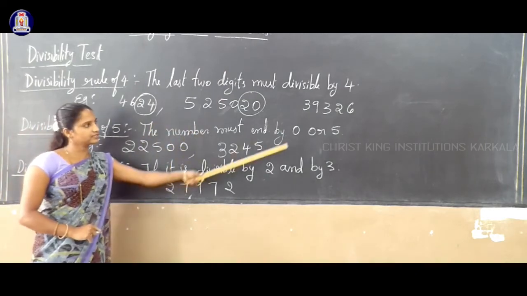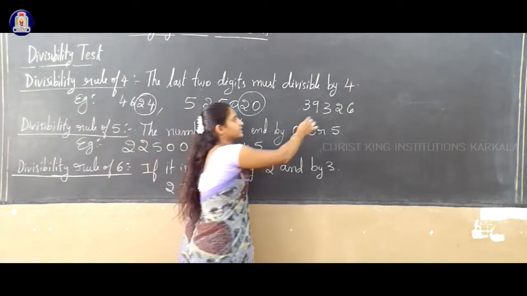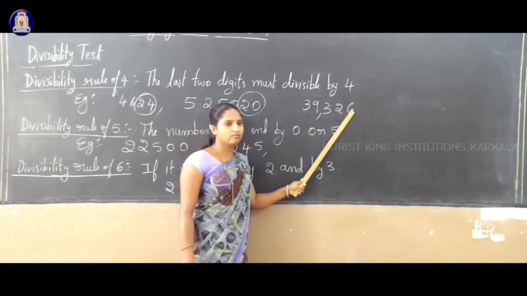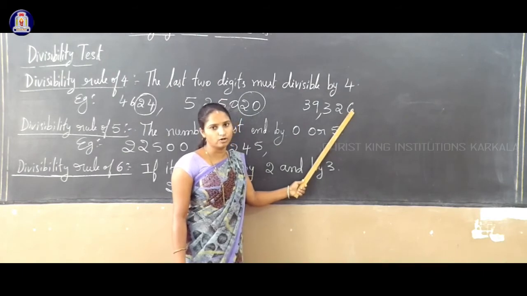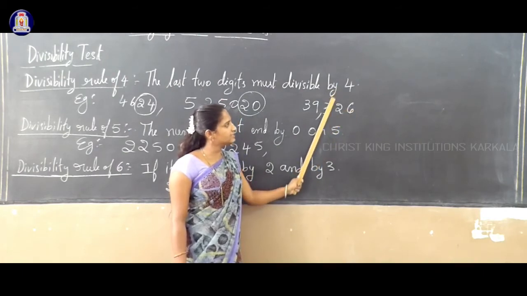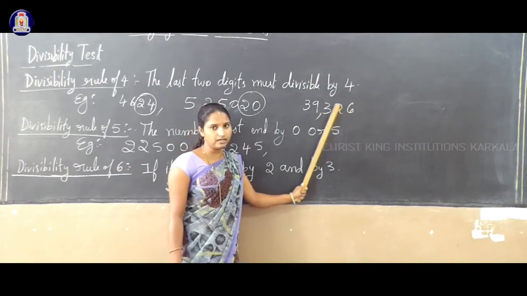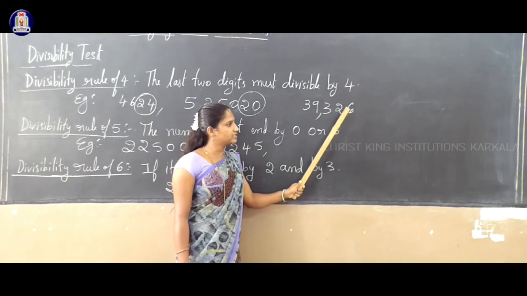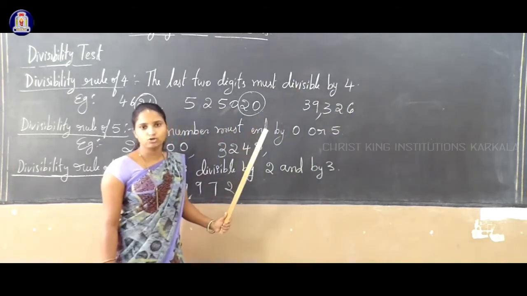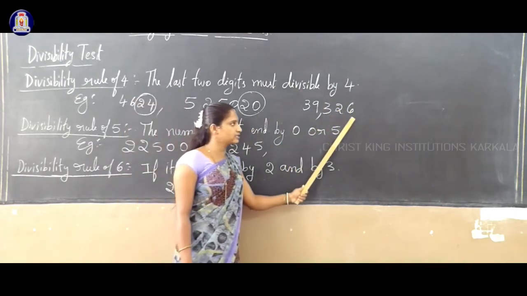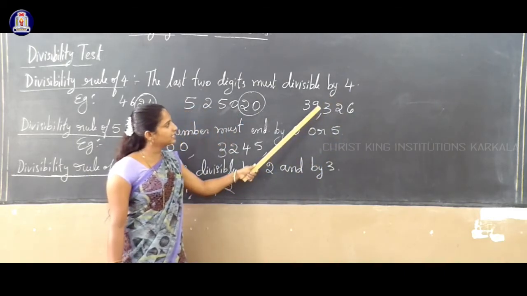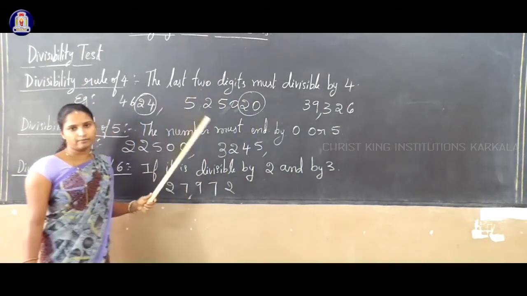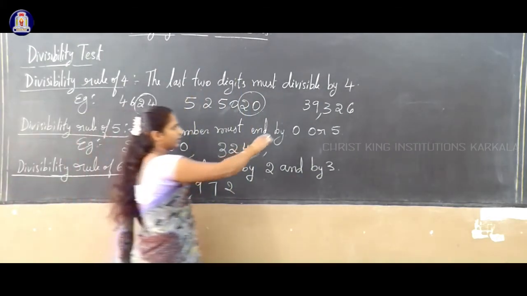Okay. So next see here, 39,326. Whether this number is divisible by 4 or not. The last two digits are 26. Does 4 divide 26? No. 4 does not divide 26. So we can say that 39,326 is not divisible by 4. Clear? It's not divisible by 4.